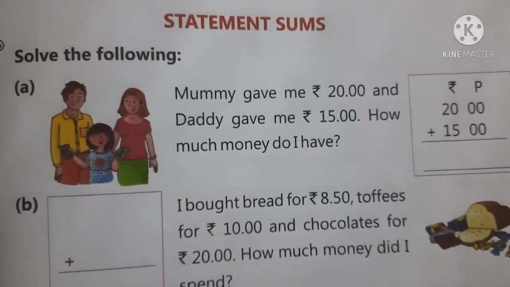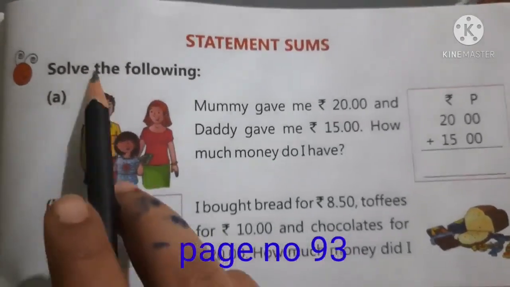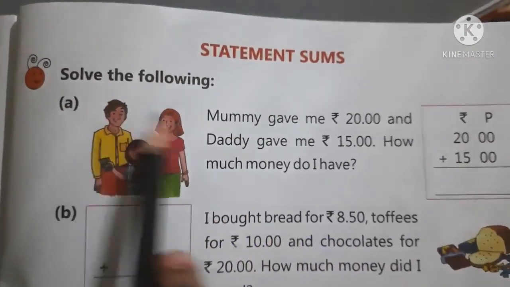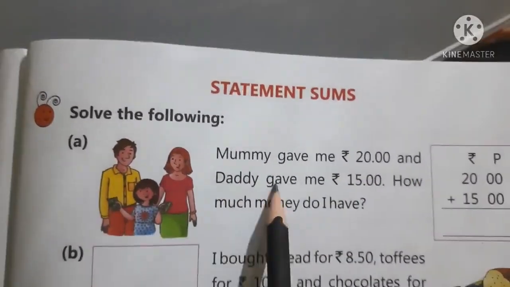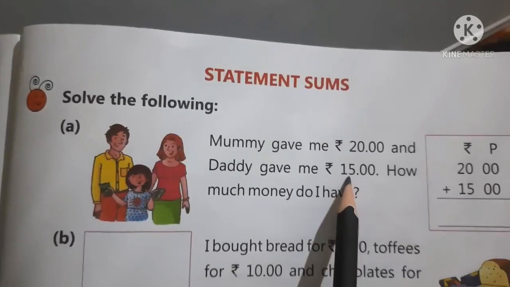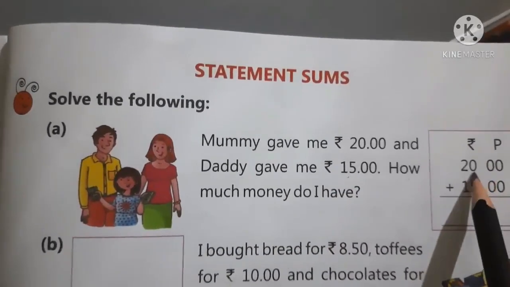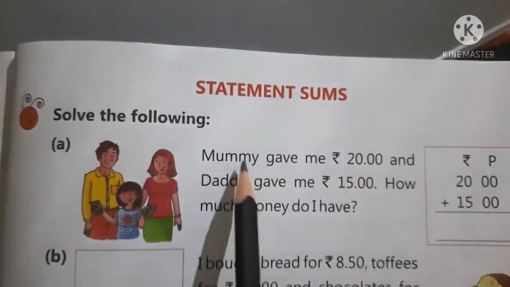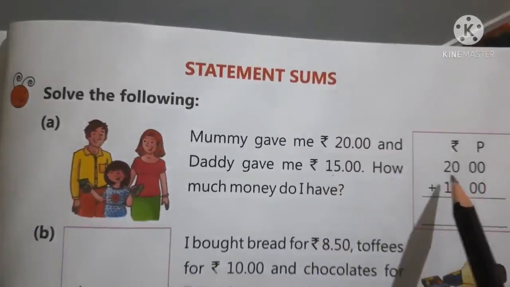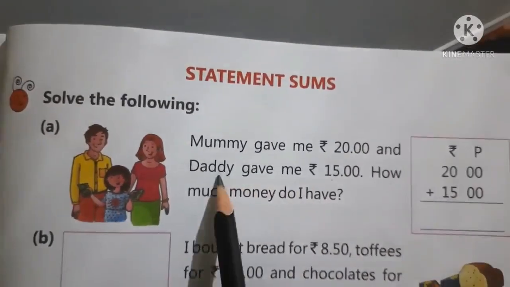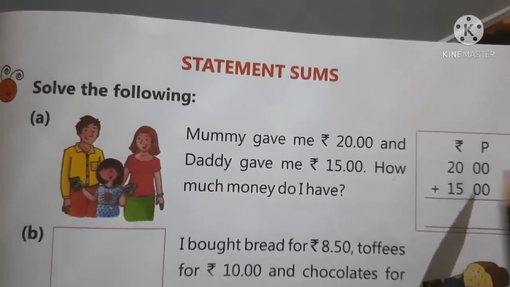Children, in page number 93, they have given us statement sums. Solve the following. Let us read the first question. Mummy gave me 20 rupees and Daddy gave me 15 rupees. How much money do I have? We are going to represent these statement sums in figures. 20 rupees. Who gave 20 rupees? Mummy. And Daddy gave 15 rupees. So how much do I have together? We are going to add this.